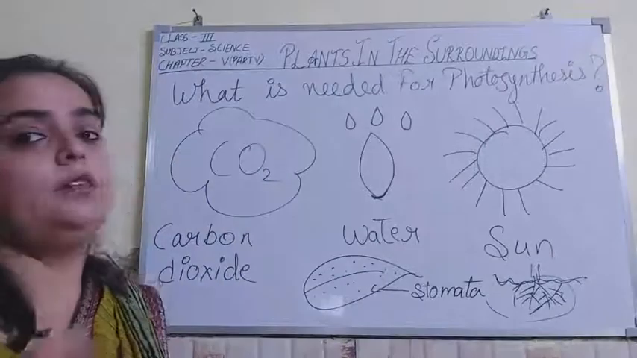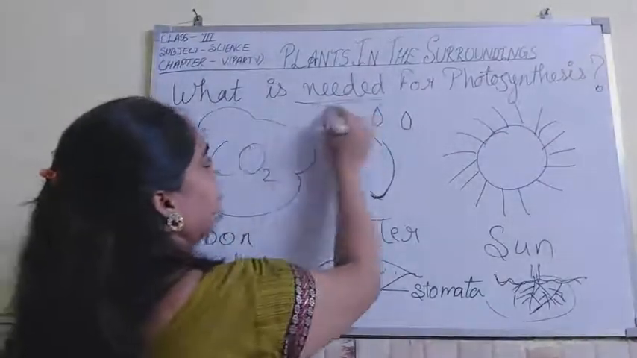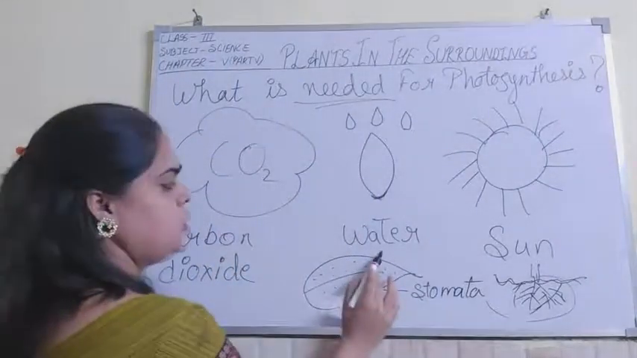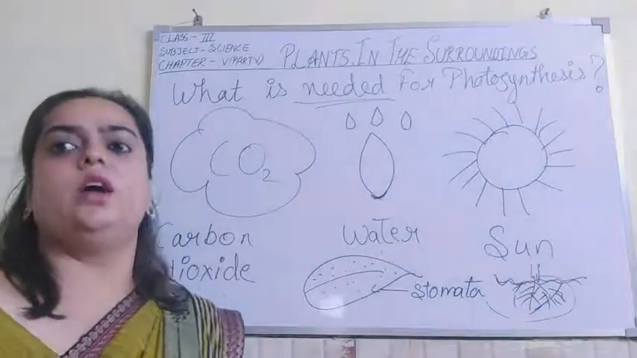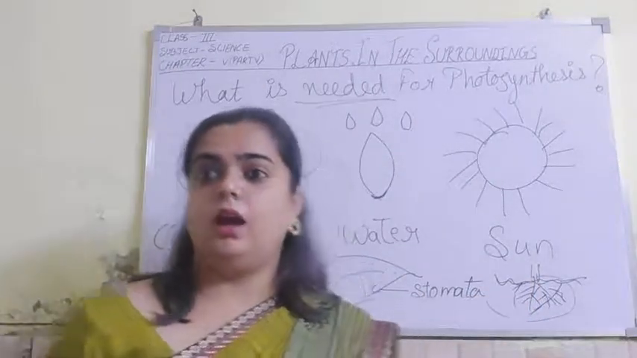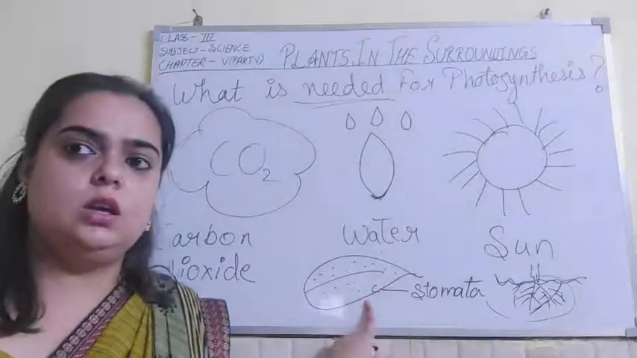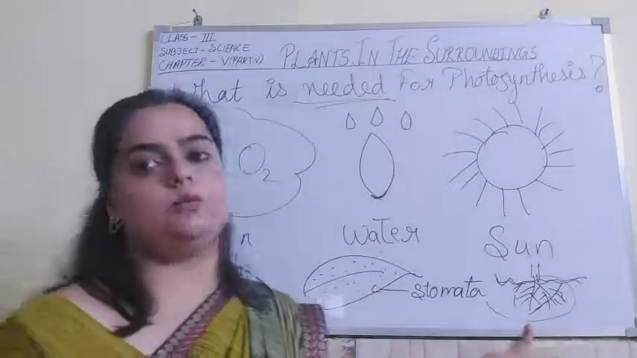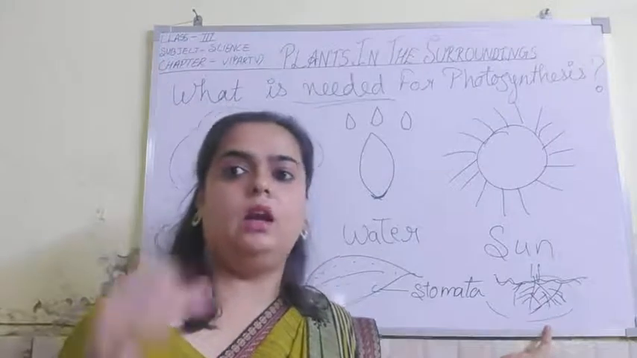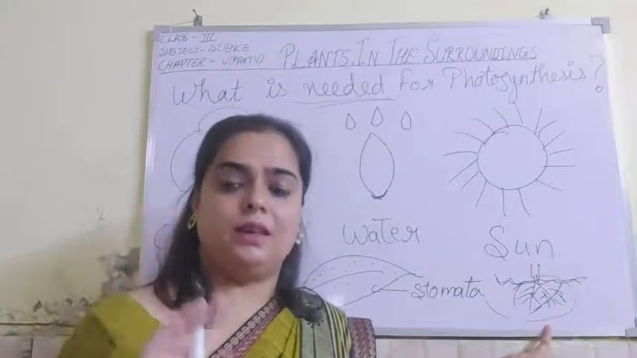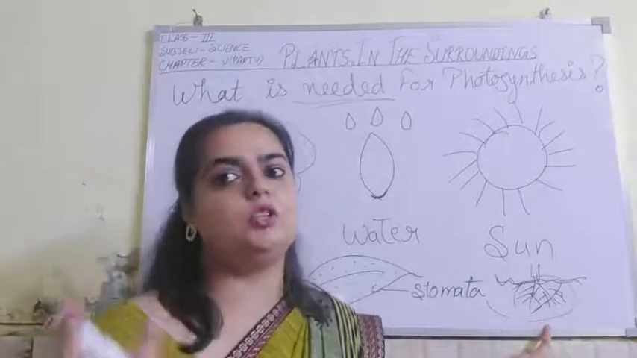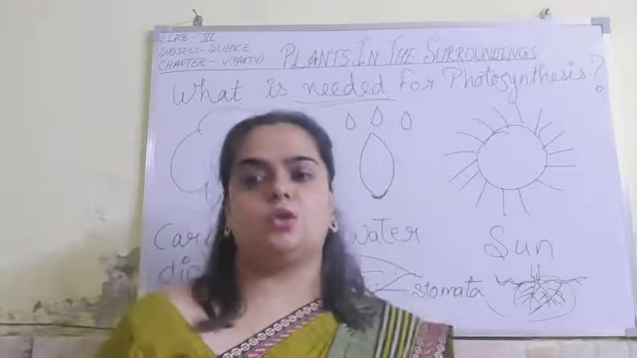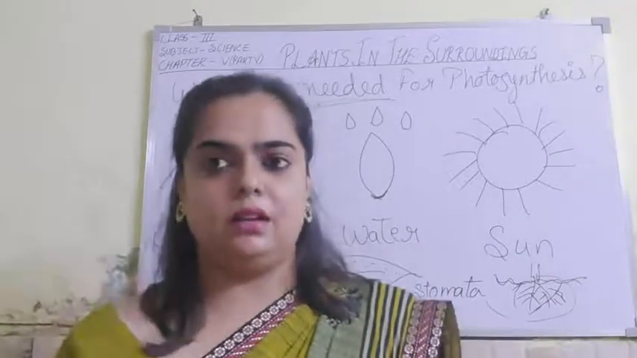Now see, we were discussing the things which are needed for photosynthesis. The first thing is carbon dioxide, second is water, and the third one is sun. Carbon dioxide from the air passes through the small pores in the leaves, and these pores are called stomata. The water is absorbed by the roots and passes through vessels in the stem on its way to the leaves. And sunlight is absorbed by a green chemical in the leaves.